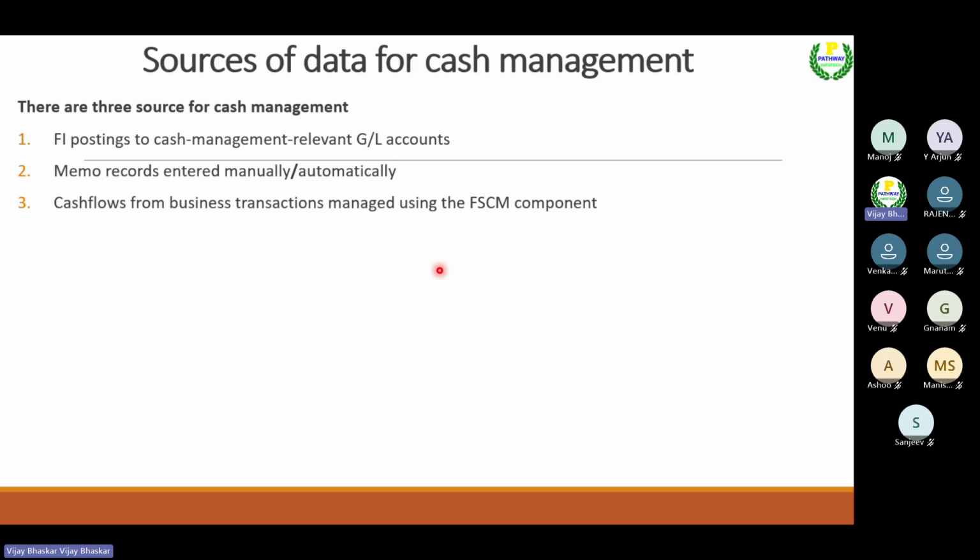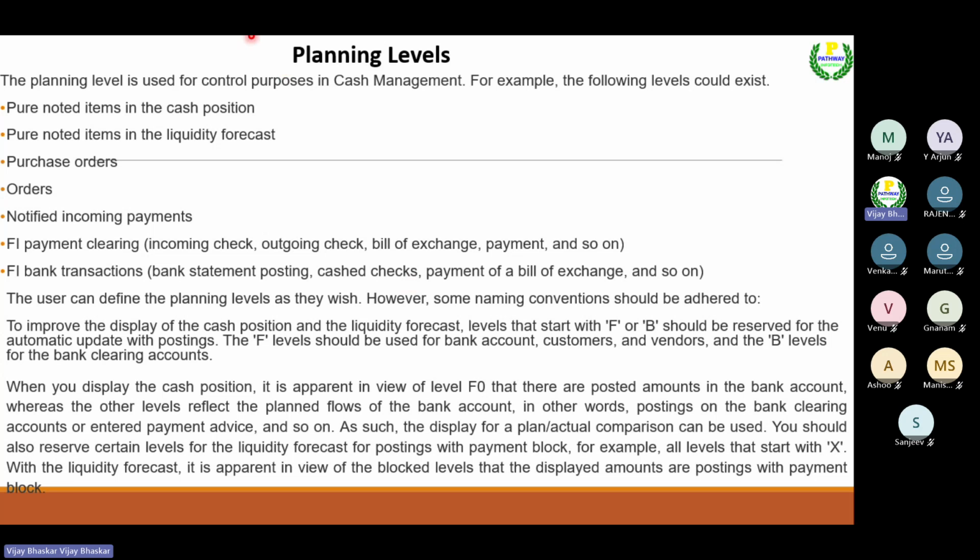But the major thing here is the bank accounts, because those bank accounts illustrate your cash position, which is what your bank accounts are holding. This is 80 to 90% of the information you will get from here only. Now, planning levels. The planning levels are used for control purposes in cash management.